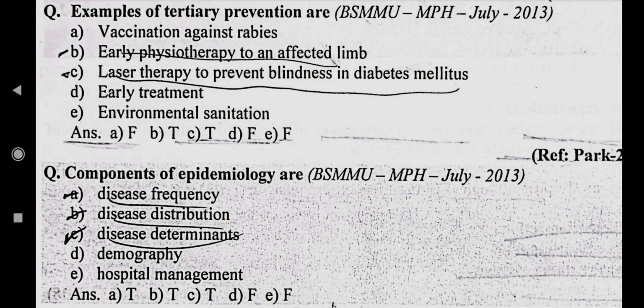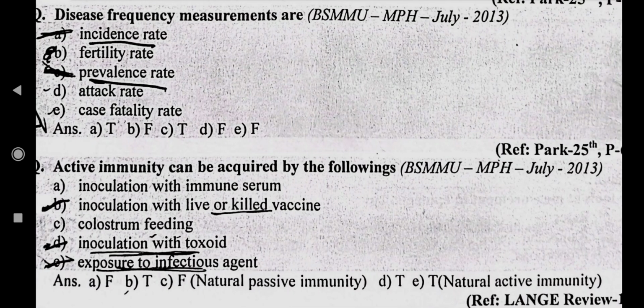Components of epidemiology are: disease frequency, distribution, determinants. False answer demography, hospital management. Disease frequency measurements are: true answer incidence rate, prevalence rate. False answer fertility rate, attack rate, case fatality rate.